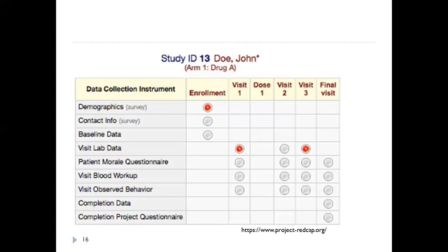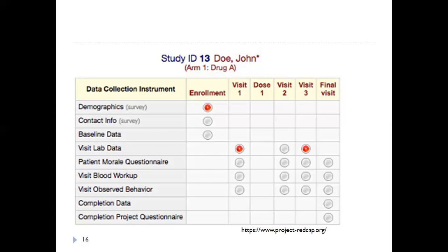Now, when we have multiple data collection instruments, that is usually happening during clinical research. You will be collecting details regarding the demographics, the contact information, the baseline data, then the first visit lab data and the subsequent visits lab data, patient morale questionnaire, the blood workup at particular visits, observed behavior of the patient, and then the completion data. And then when the project is complete, you will have a project completion questionnaire to be given. So you will have a checklist like this as to what was collected at what particular visit, so that you will have an idea what is pending and what needs to be collected at the next visit of the patient.